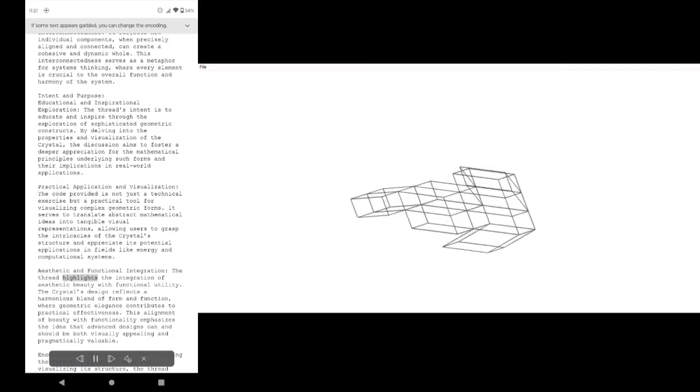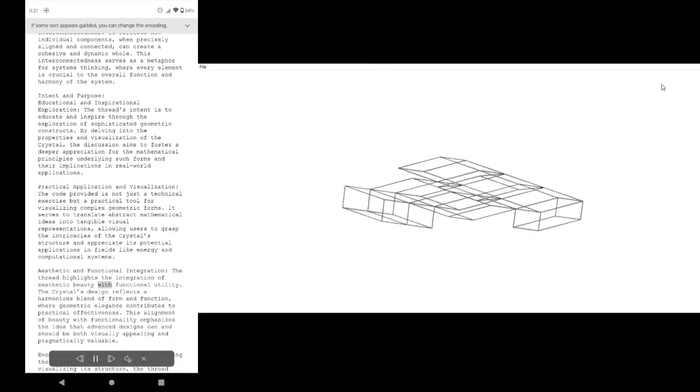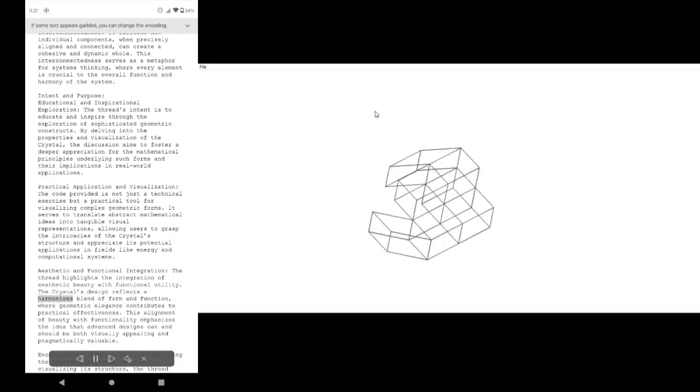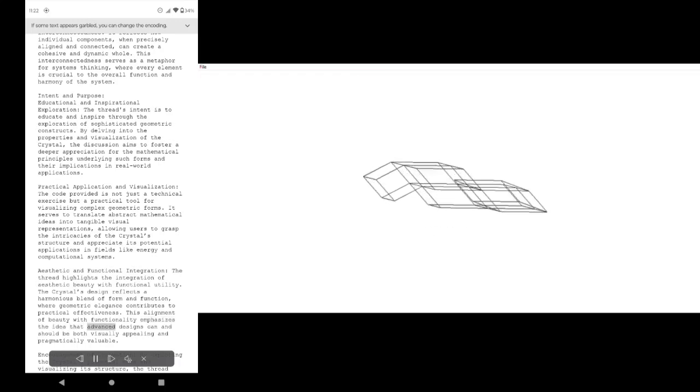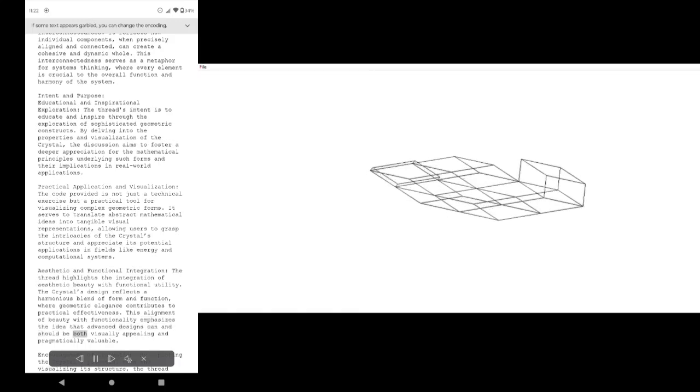Aesthetic and functional integration. The thread highlights the integration of aesthetic beauty with functional utility. The crystal's design reflects a harmonious blend of form and function, where geometric elegance contributes to practical effectiveness. This alignment of beauty with functionality emphasizes the idea that advanced designs can and should be both visually appealing and pragmatically valuable.